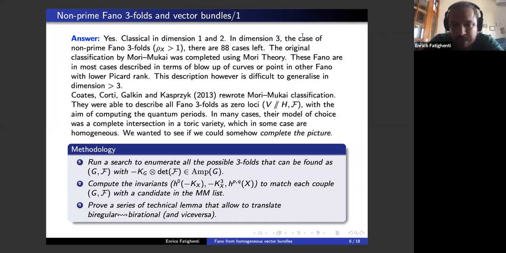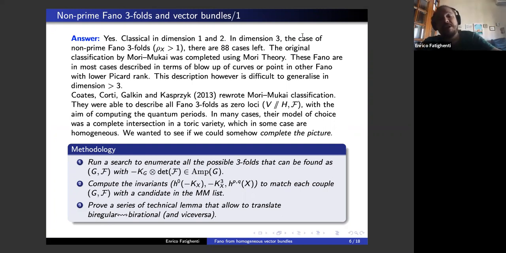And if you attempt to do such a task, there are multiple ways of doing that, and this is how we did it. So the first step is to run a computer-based search to enumerate all possible Fano threefolds that can be defined in this way, so as (G, F), where you want minus K_G times the determinant of F, which, if you restrict it, will give you the anticanonical bundle of the Fano, but you want this bundle to be already ample on G. And the second step, you want to compute the invariants, for example, the anticanonical sections, the volume, the Hodge numbers, many others if you want.